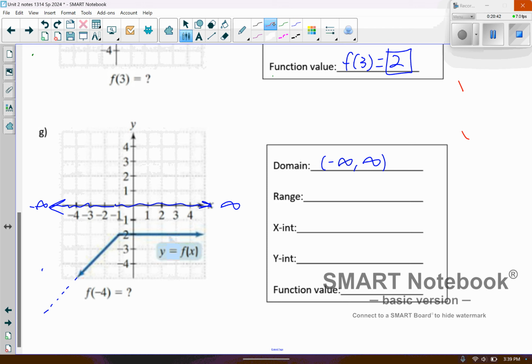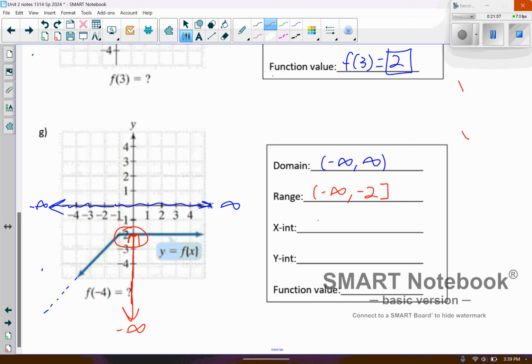And then let's look at the range. So the range is from bottom to top. Well, it goes down indefinitely towards negative infinity. It's going to go up, and its highest point is going to be at negative 2 right there. So be careful. You want to put the negative infinity first, comma, negative 2, and then bracket that in.